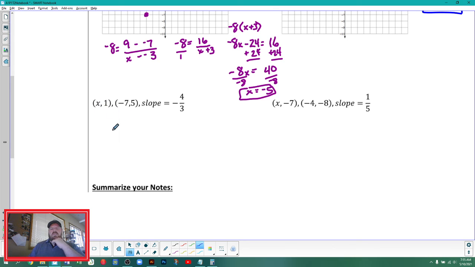So last 2 here, we'll do them the algebraic way because we don't even have a graph. x2, y2, x1, y1. My slope is negative 4 over 3. y2 minus y1 over x2 minus x1. So negative 4 over 3 is going to be equal to 1 minus 5 is negative 4, and that'll be x plus 7 on the bottom.